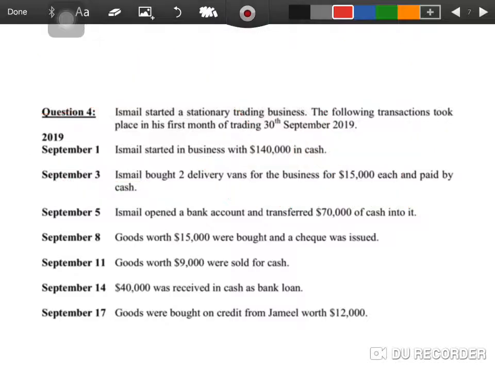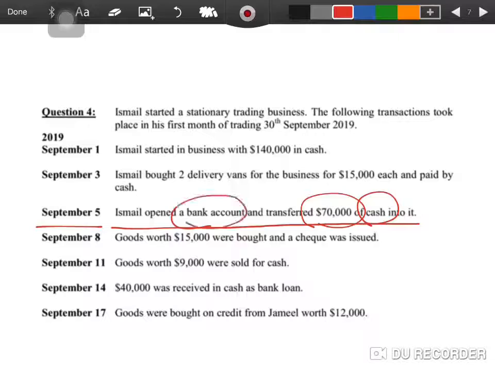The next transaction is Smile opened a bank account and transferred 70,000 of cash into it. So he opened a bank account and the cash that he already had with him, he transferred 70,000 from it to the bank account. Now both the cash that the business has and the bank account are assets for the business. So since he is depositing money into the bank account, the asset of bank is going up or increasing.